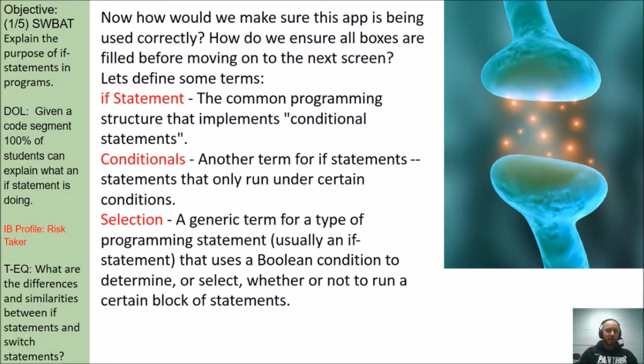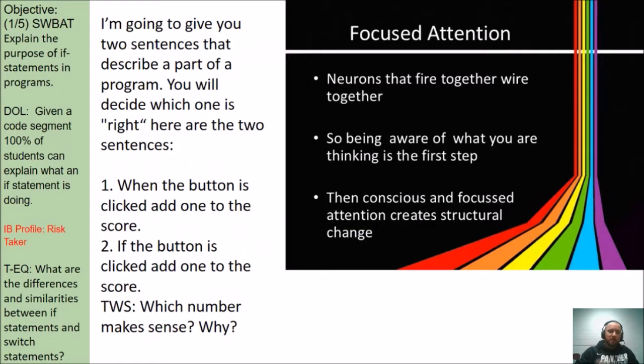And this last word's tricky, and I guarantee it'll be on the test. Selection. Selection is a generic term for a type of programming statement, that's usually an if statement, that uses a Boolean condition to determine or select whether or not to run a certain block of statements. So let's think about this first.